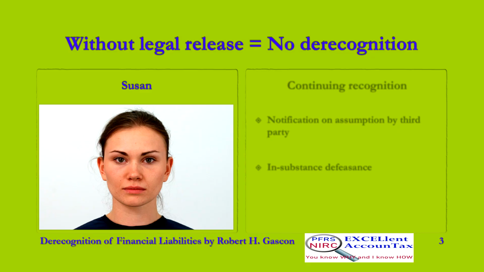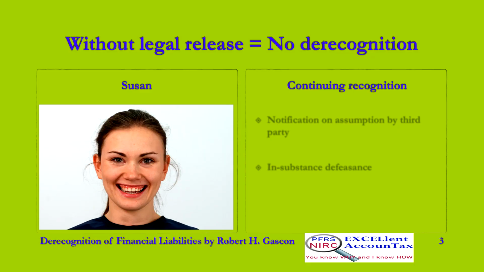We listen to Susan. Without legal release by the creditor, the financial liability, or part thereof, is not derecognized, despite any of these occurrences. The creditor is notified that a third party assumed the reporting entity's obligation. Or the reporting entity pays a third party, who invests the funds in low-risk assets, to which the reporting entity has no, or limited, access, and which are applied to discharge the interest and principal payments to the creditor.